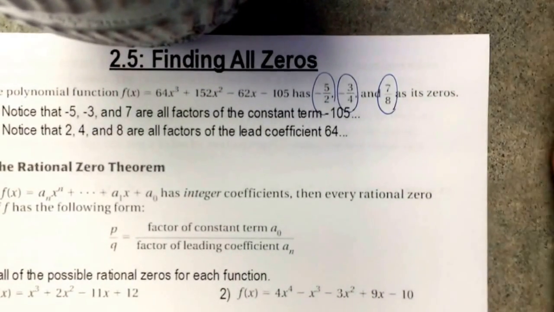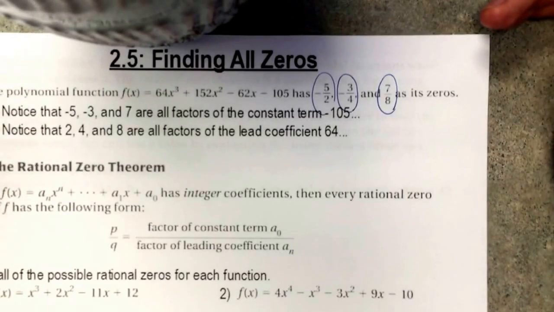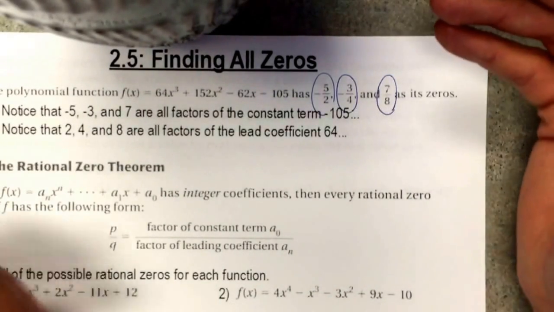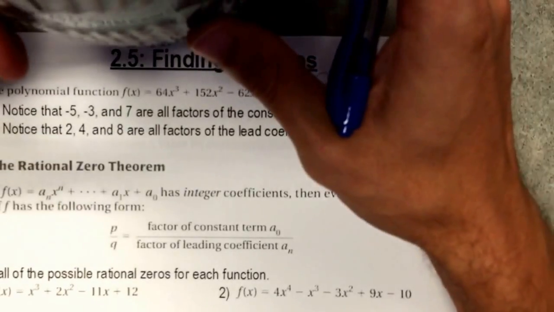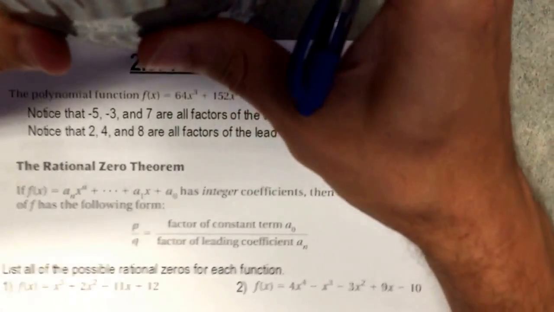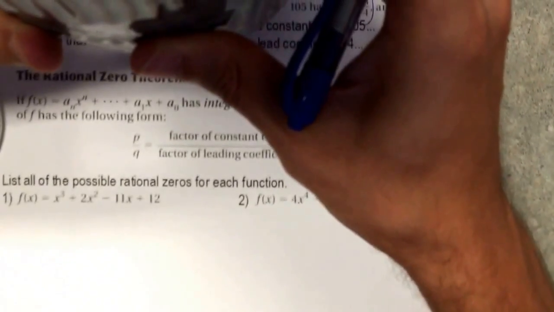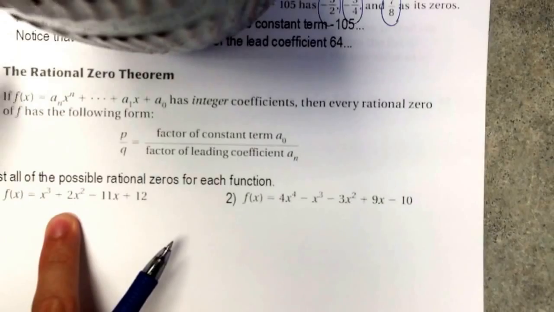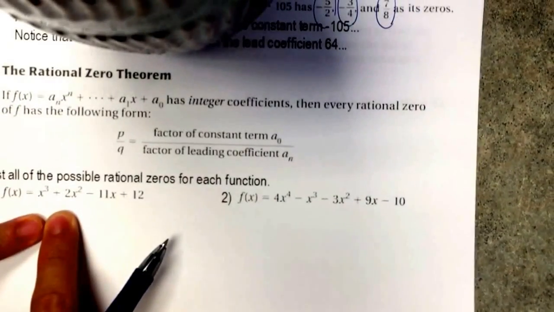Now, once I have that list of numbers, I have to test them using synthetic division. However, it's going to give us a smaller list of possible numbers than if we were just to start randomly guessing values. So what we're going to do in this first problem is use what we just talked about, and come up with the list of possible rational zeros.